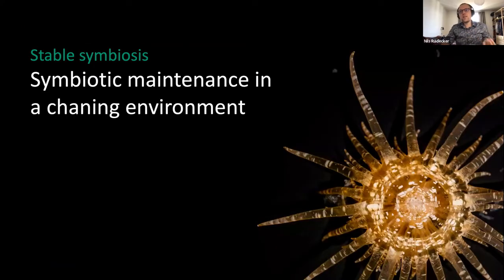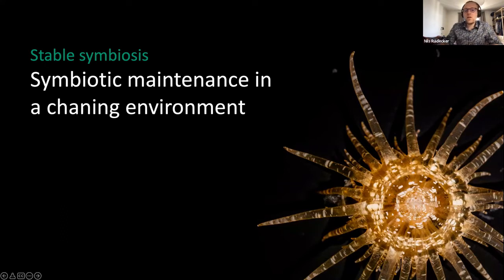We start chronically in the stable symbiosis, of course, but bear in mind that this part is what we're currently working on. So it's still a work in process. And if you think something doesn't make sense or is unclear, please tell me. It's still a very early stage of this project.